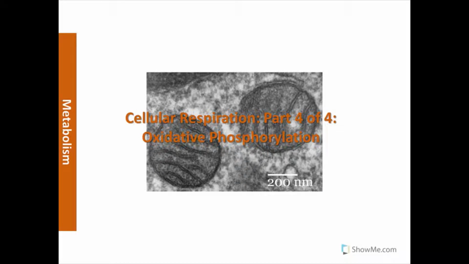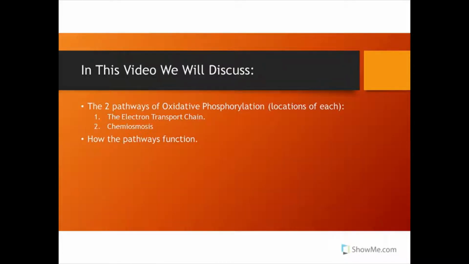So we are on part 4 of cellular respiration, and we're going to deal with the very last of the metabolic pathways, oxidative phosphorylation. What we're going to discuss is really two basic things. We want to discuss the two pathways, what they are and where they happen, and then how they work, how they function, what they do. So let's get started.